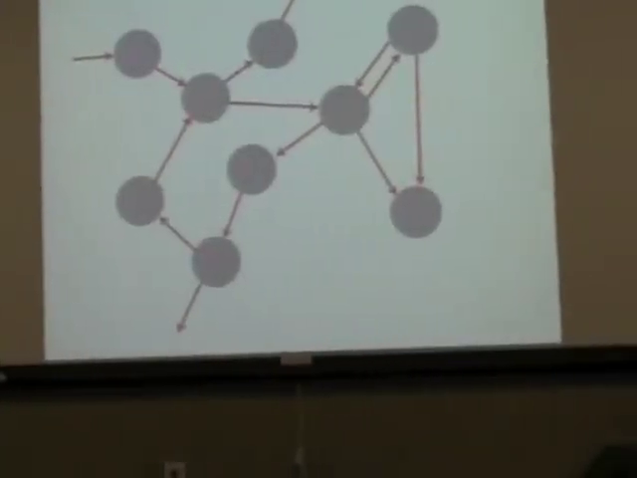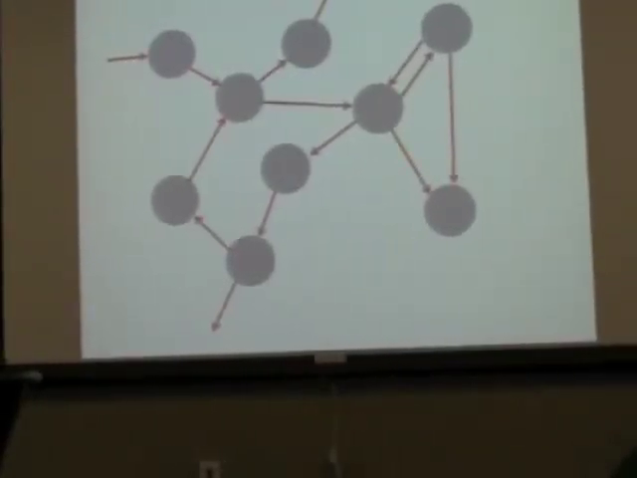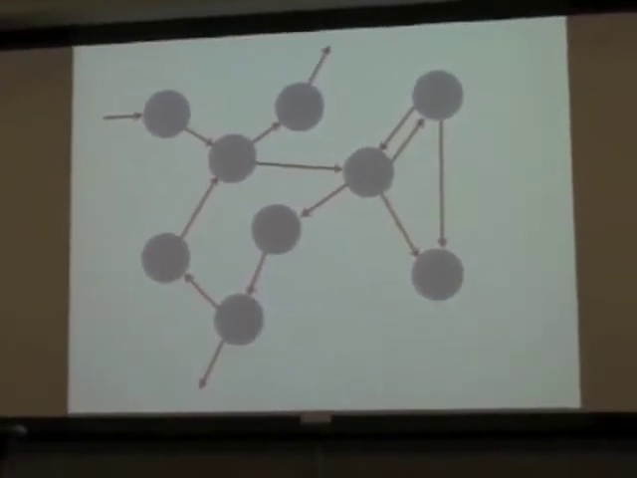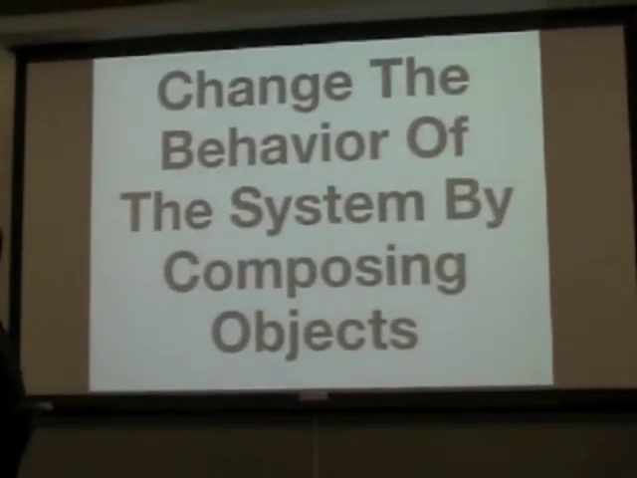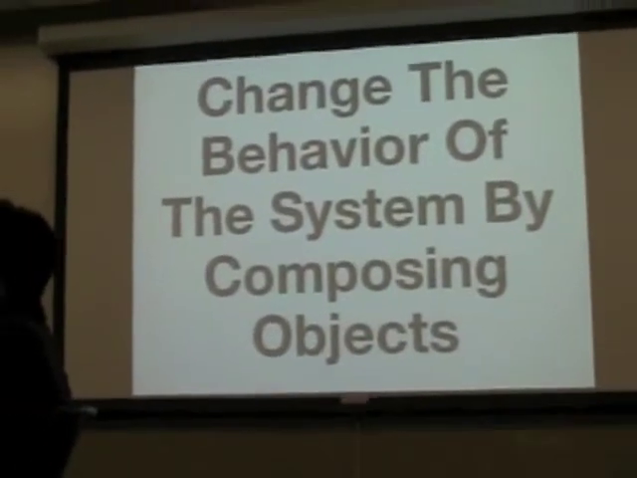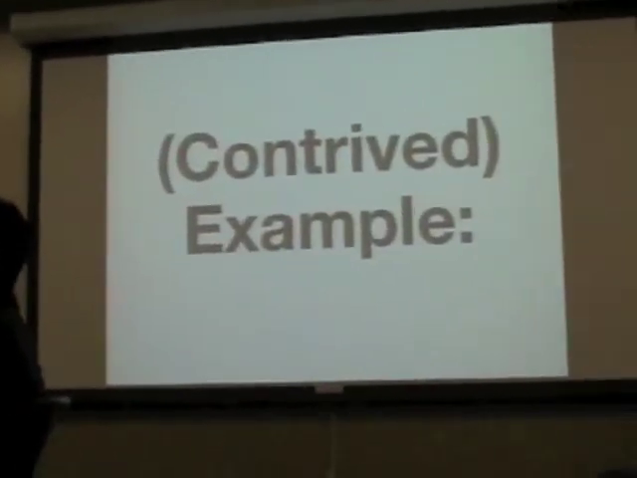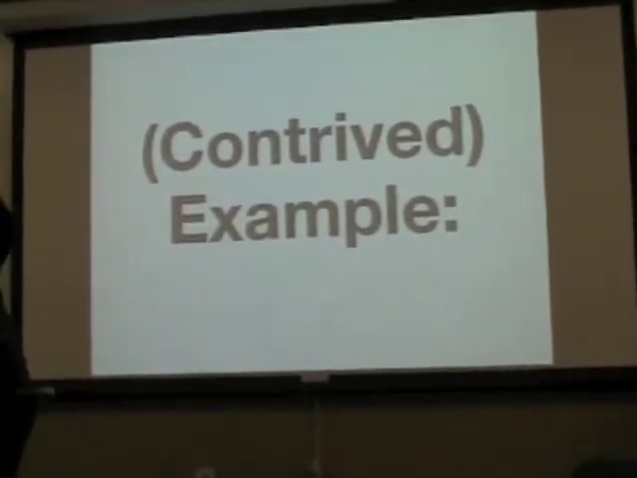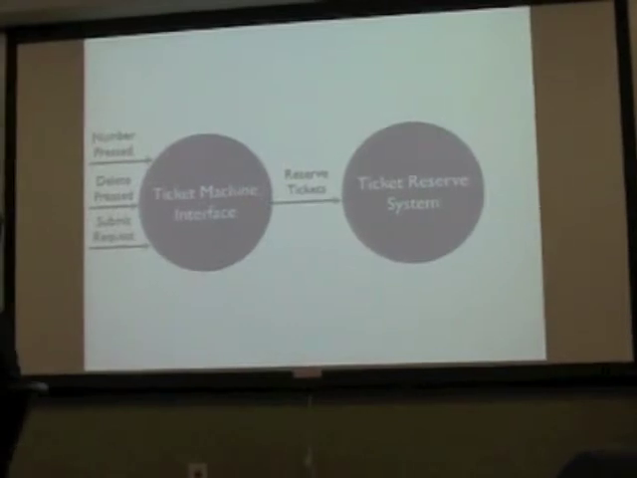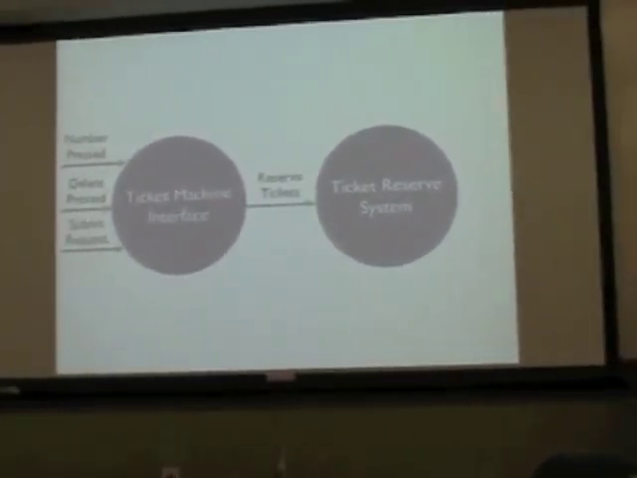The important part of object-oriented programming is not the objects themselves, but the messages that go between them. And the way that you change the behavior of a system is by composing objects. Let me give you a contrived and yet concrete example. Imagine that you have two objects here. You have a ticket machine interface and a ticket reserve system.